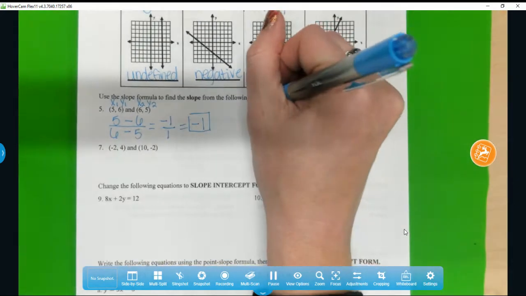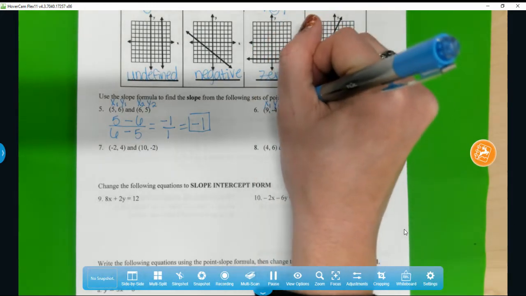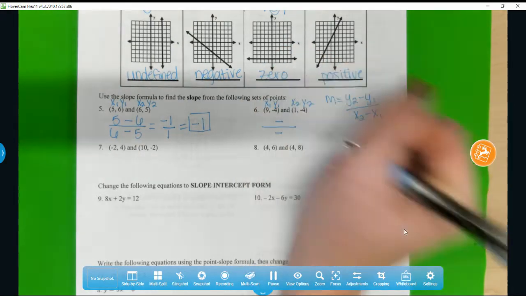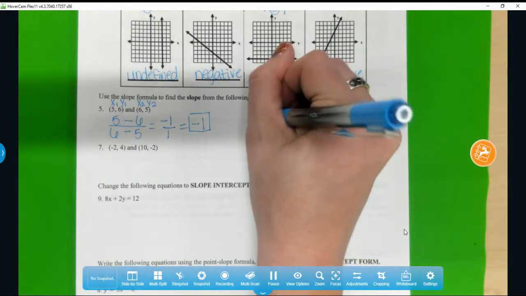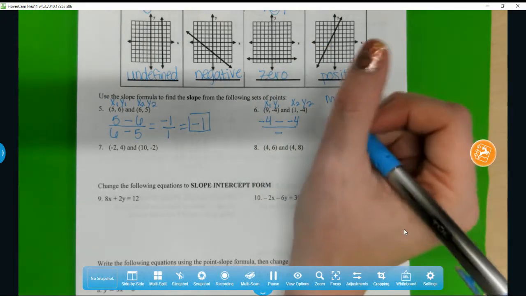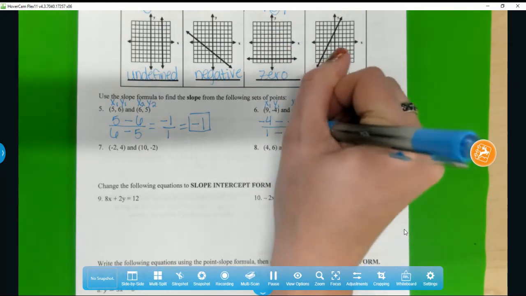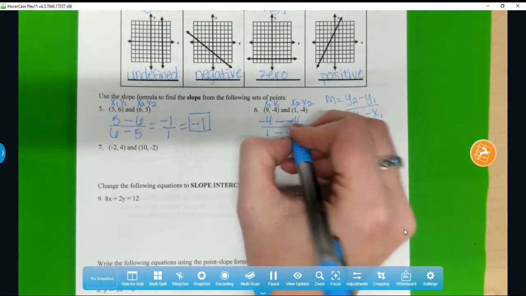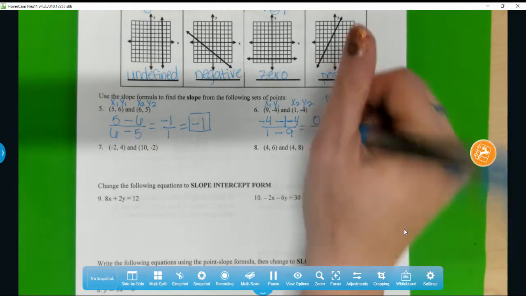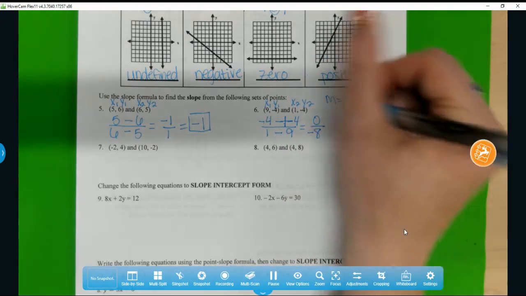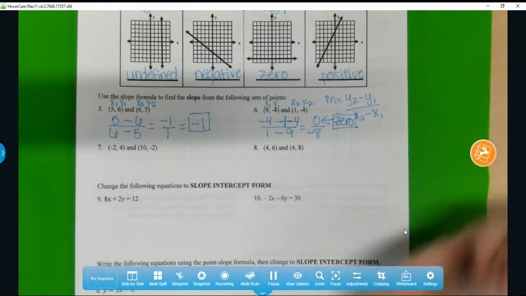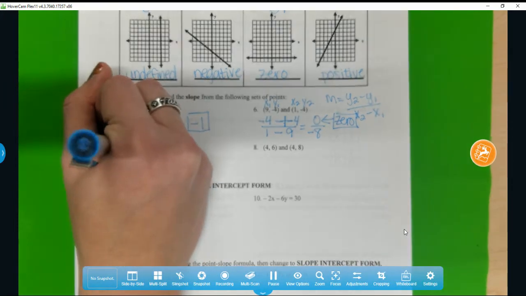Okay, the next one, we have x1, y1, x2, y2. So we have our fraction bar, we have our minus at the top, minus at the bottom. Negative 4 minus negative 4. And then at the bottom, we have 1 minus 9. Remember, when you have minus and a negative, it's a big plus. So we have negative 4 plus 4, 0. 1 minus 9, negative 8. Remember, when the 0 is at the top, our slope is 0. Okay?